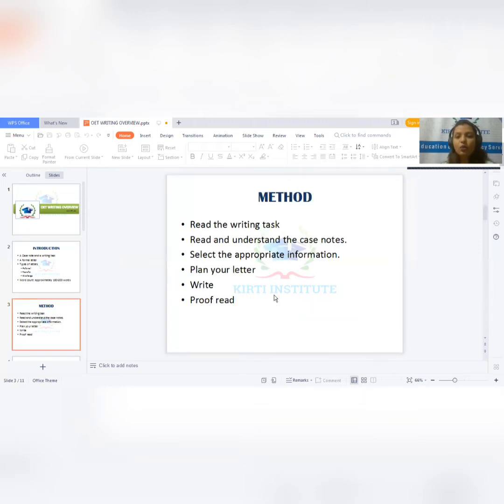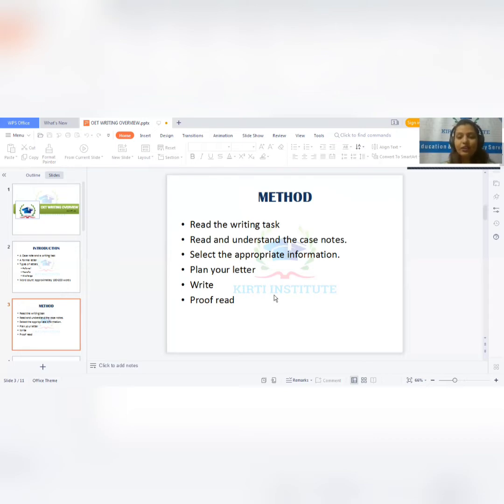So let's learn the method of approaching the OET writing subtest. You will have to skip the case note first and see the writing task, which is given at the bottom of the case note. Then read and understand the case notes. Select the appropriate information based on the reader, to whom you are writing the letter and what is important information for him or her, because not all the given case notes will be relevant to the reader. So you have to select the appropriate information, then plan your letter, then start writing, and then proofread. We are going to see each of these points in detail.